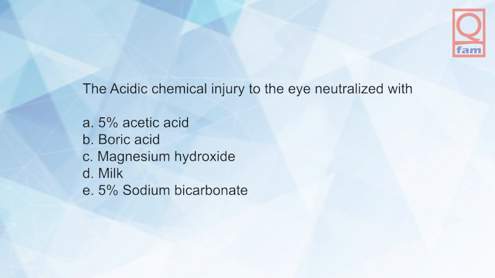An acidic chemical injury to the eye is neutralized with A. 5% acetic acid. B. Boric acid. C. Magnesium hydroxide. D. Milk. E. 5% sodium bicarbonate. The answer is E. 5% sodium bicarbonate.